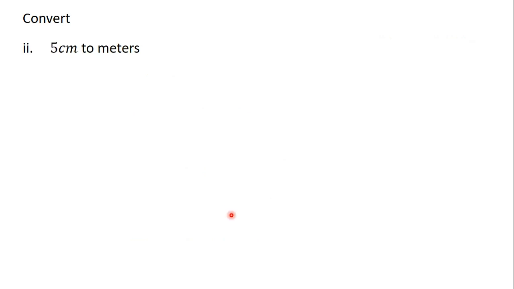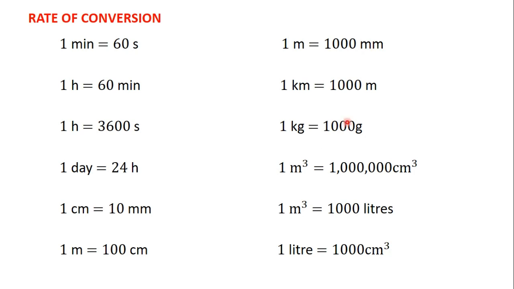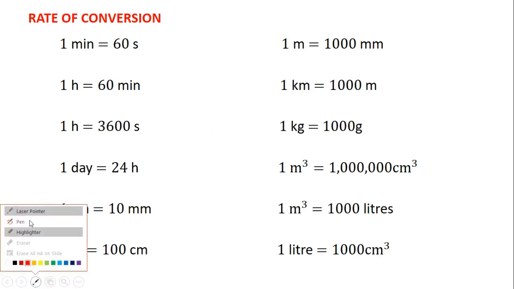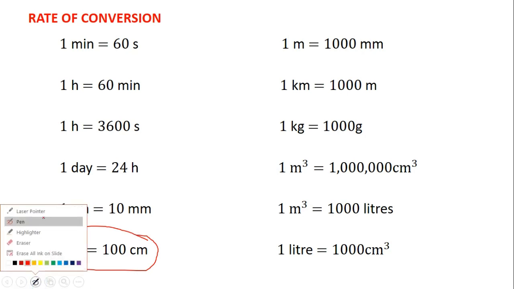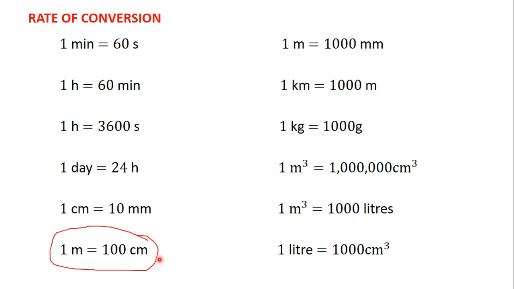The second part of our question says that we should convert 5 centimeters to meters. We want to convert from centimeters to meters. So you look for the rate of conversion between centimeters and meters. Here are the rates of conversion that we considered in the previous video. We look for the rate of conversion between centimeters and meters, and that is what we have here. We have 1 meter is equal to 100 centimeters.